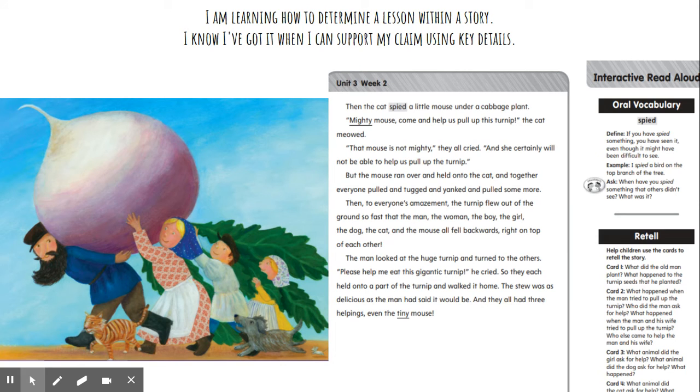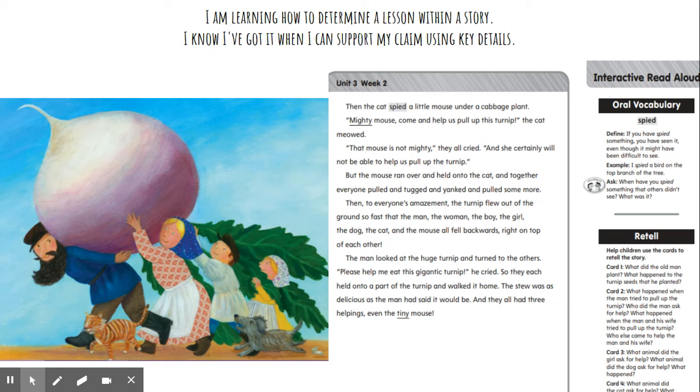Then the cat spied a little mouse under a cabbage plant. "Mighty mouse, come and help us pull up this turnip," the cat meowed. "That mouse is not mighty," they all cried. "And she certainly will not be able to help us pull up this turnip."